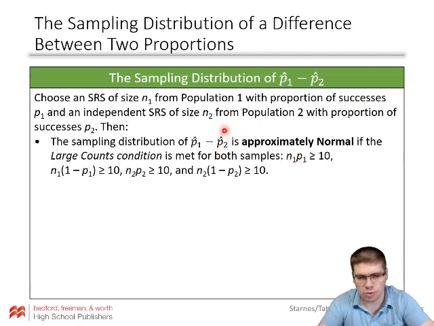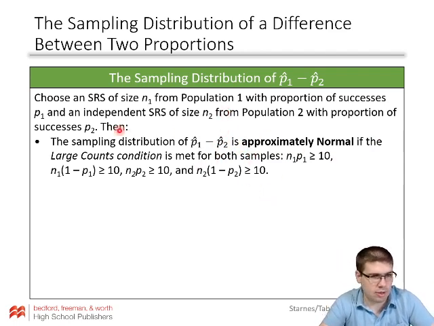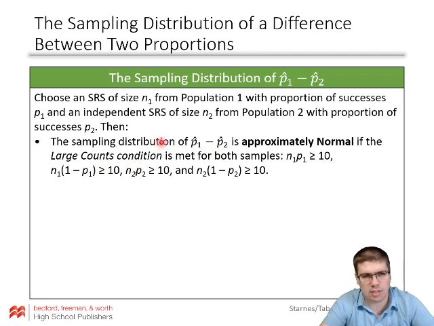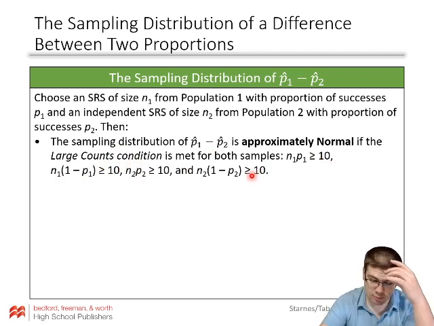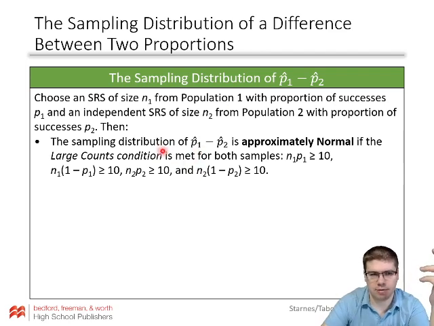If both the individual sampling distributions of p-hat 1 and p-hat 2 are normal, then the difference will be normal. And so basically we have to check those conditions. The difference p-hat 1 minus p-hat 2 will be approximately normal if the large counts condition is met for both samples. So we have to check n1p1 and n1(1 minus p1) are at least 10, and n2p2 and n2(1 minus p2). A lot of this is the same, it just gets doubled for our two proportion stuff.